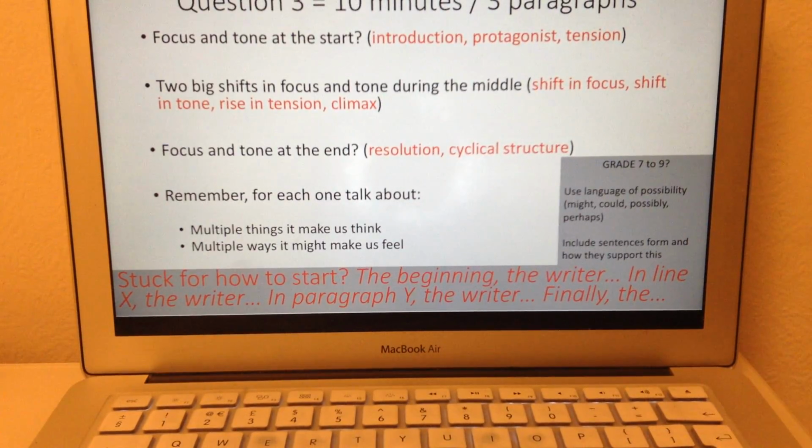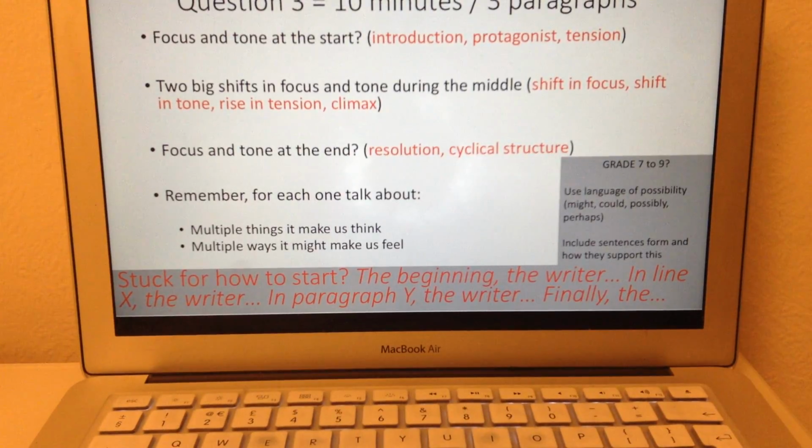So when you've found the bit at the start you're going to focus on, the 2 big shifts in focus in the middle, and then the bit you're going to focus on at the end, remember when you're writing them up, again, to talk about multiple things that these make us think and multiple ways it might make us feel. So you're going to write 4 paragraphs about these changes in focus.